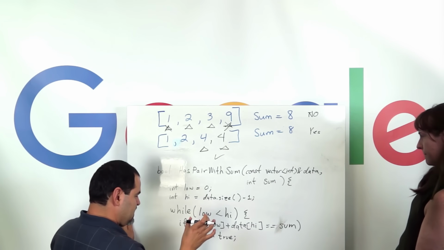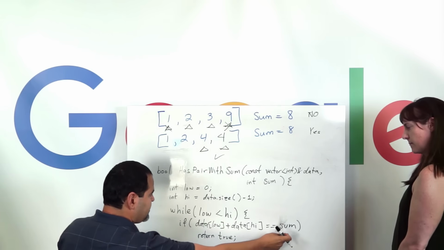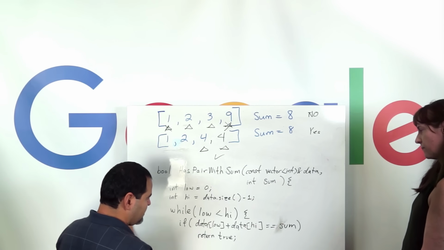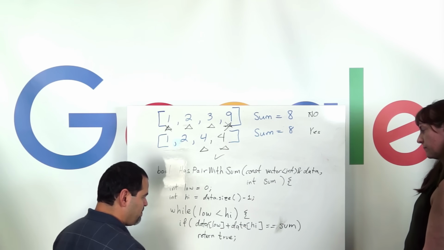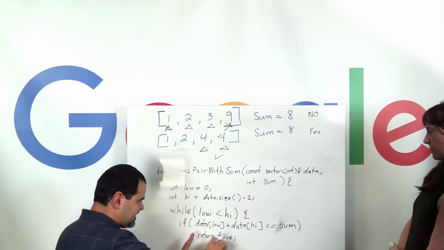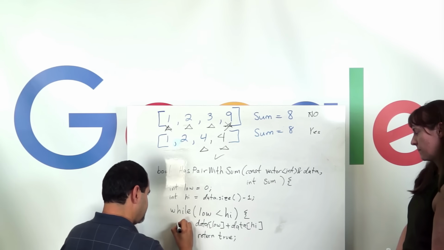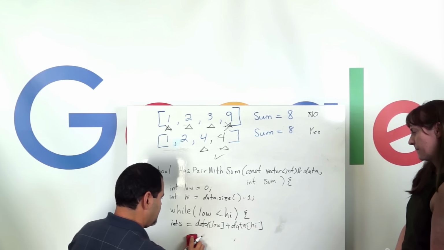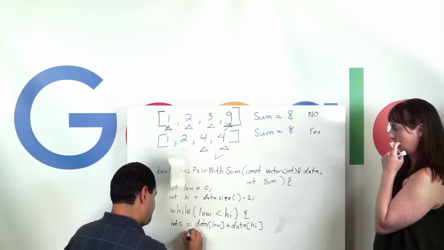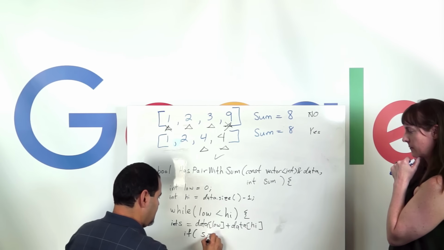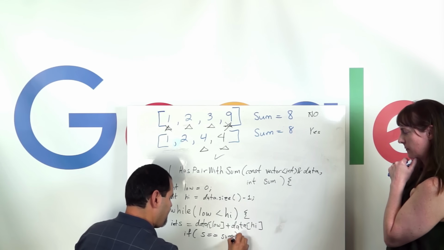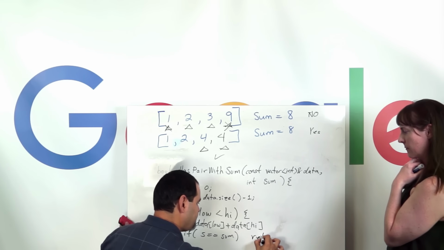Now, if this is larger than sum and this is lower than sum, so I think I'm better than just doing it 3 times. I'm just going to store it in a variable, which is my s. Is that, and then say if s is my sum, then return true.